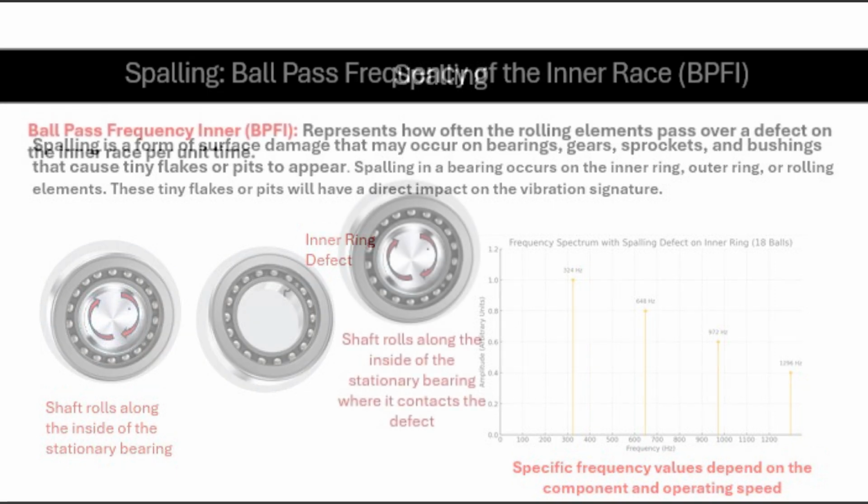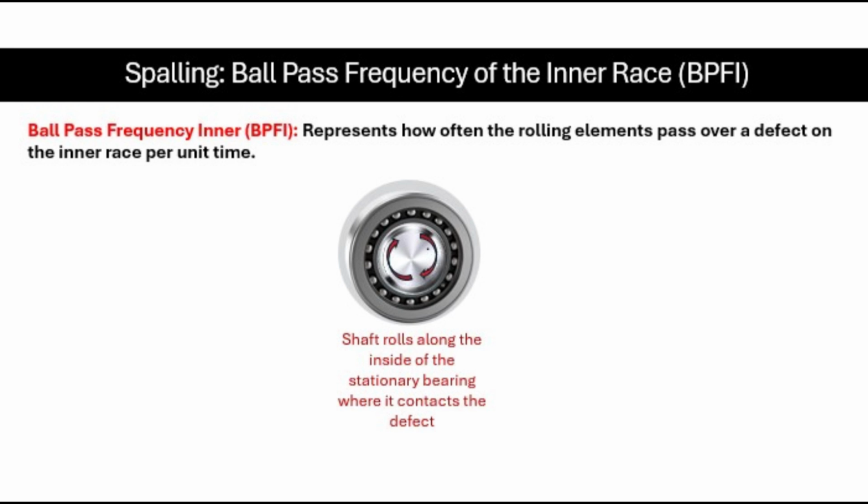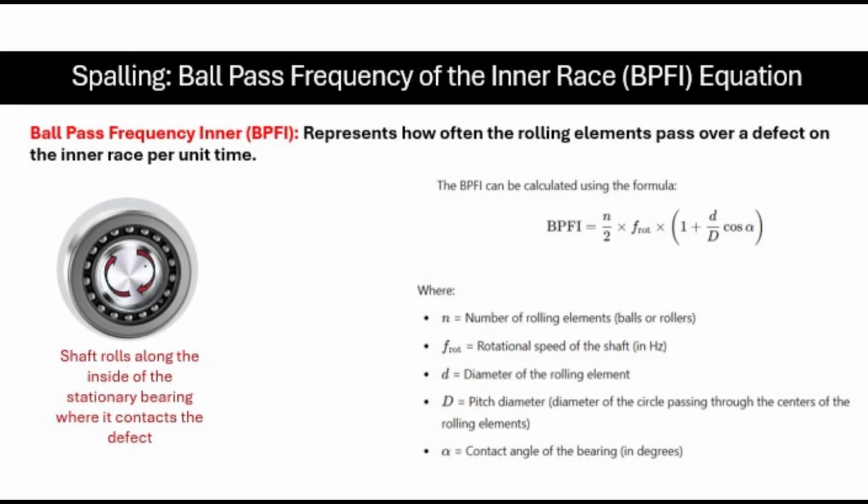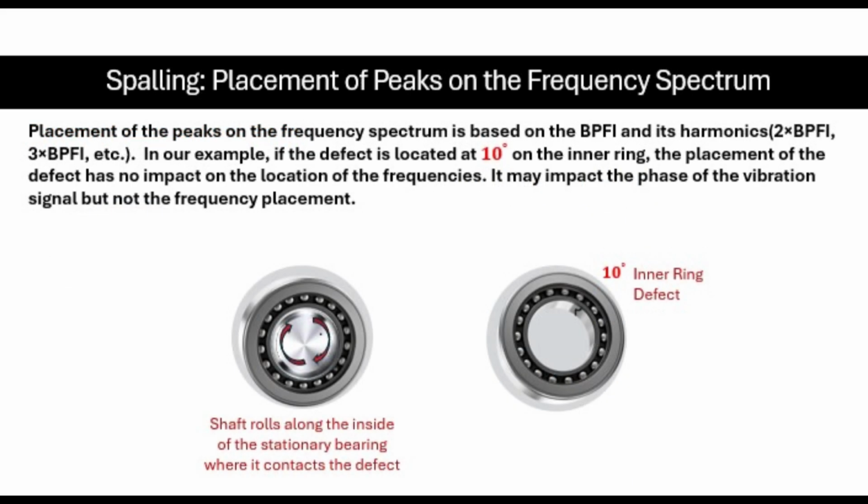whereas the specific frequency values depend on the component and operating speed. Ball pass frequency inner, BPFI, represents how often the rolling elements pass over a defect on the inner race per unit time. The BPFI equation takes into account the number of rolling elements, the rotational speed of the shaft, the diameter of the rolling elements, the pitch diameter, and the contact angle of the bearing. The impact of spalling on the frequency spectrum can be understood with the following example.